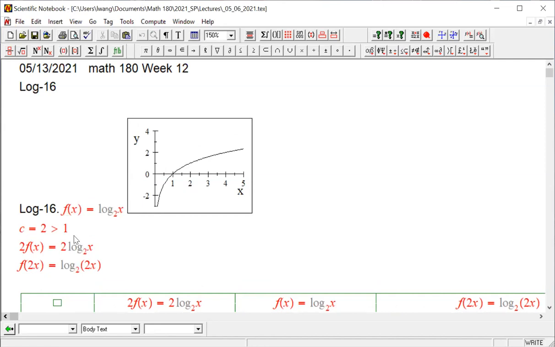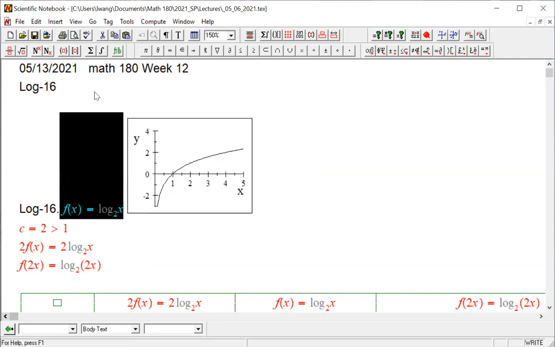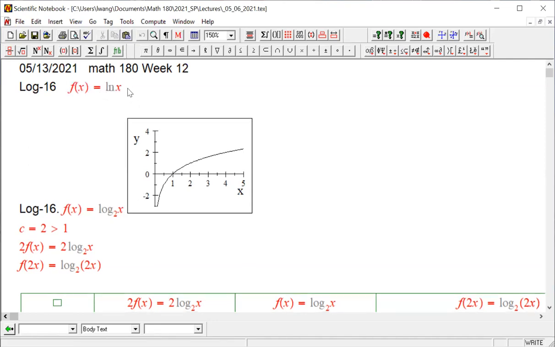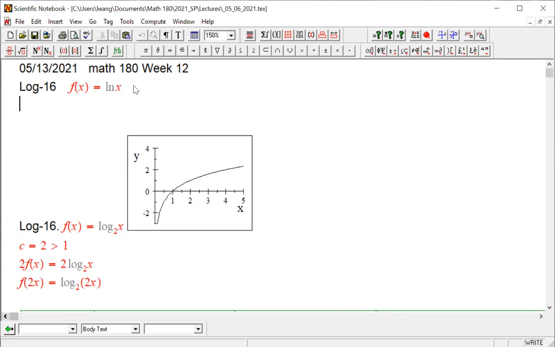Oh, we haven't done ln x, right? Let's do ln x. Do you think ln x will be the same? Everything will be similar, but not exactly the same. I'm going to go over ln x with you because some of the intercepts and other things may not be exactly the same. So we're going to do ln x.